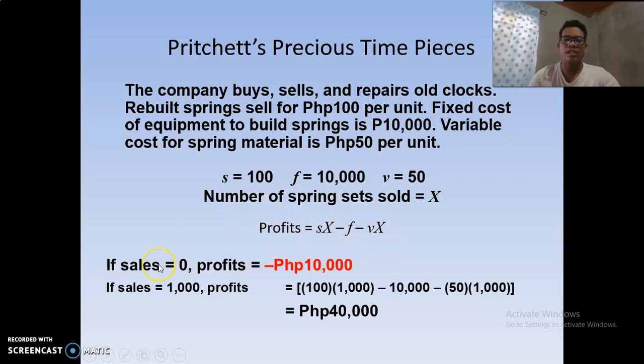So if the sale is 0, the profit is negative 10,000. How do we arrive at negative 10,000? Just substitute the givens here. So S is 100, X is 0, less 10,000, less 50 times 0. So the result is negative 10,000. But if the sale is 1,000, then the profit would be 40,000.